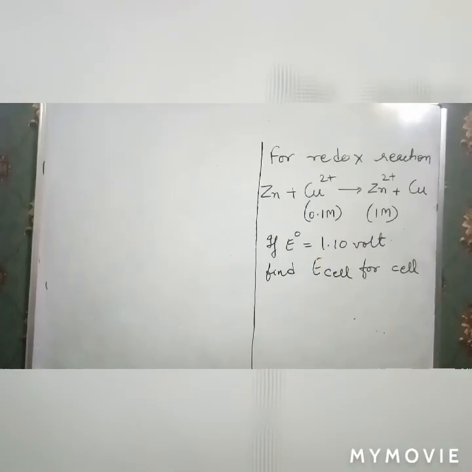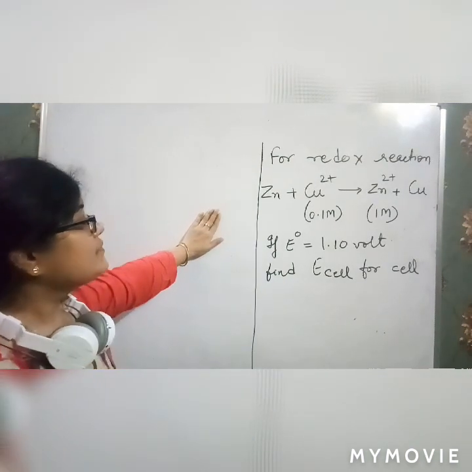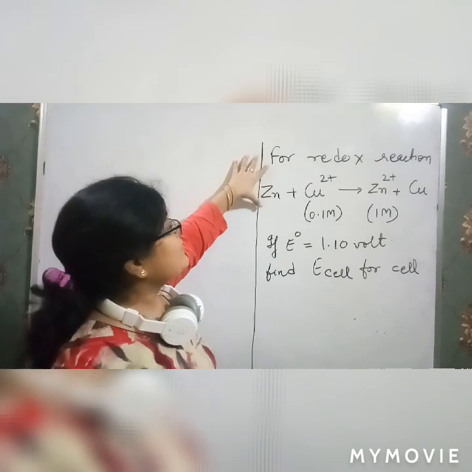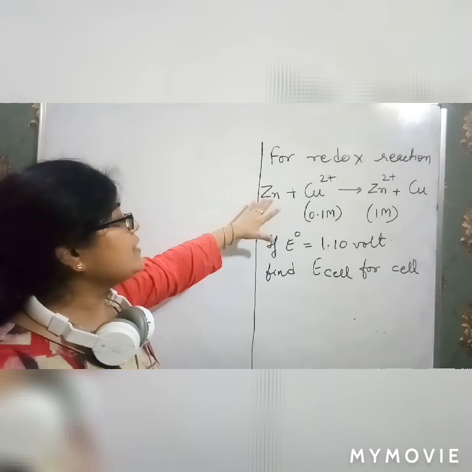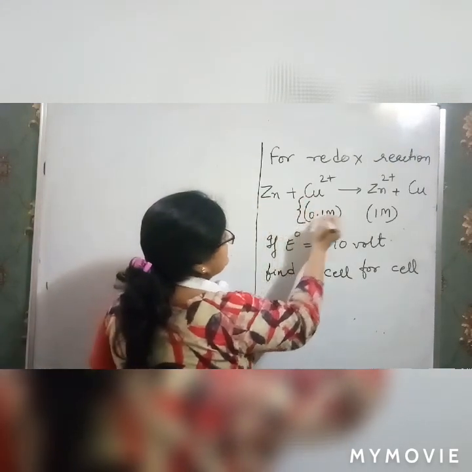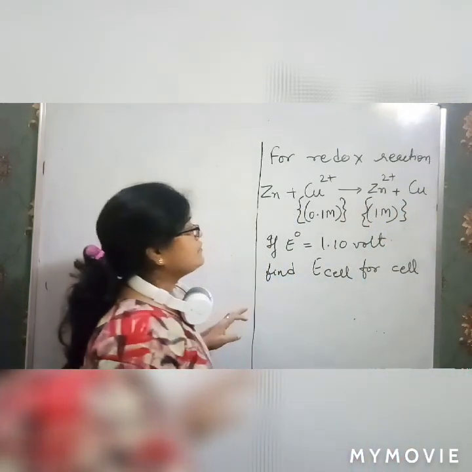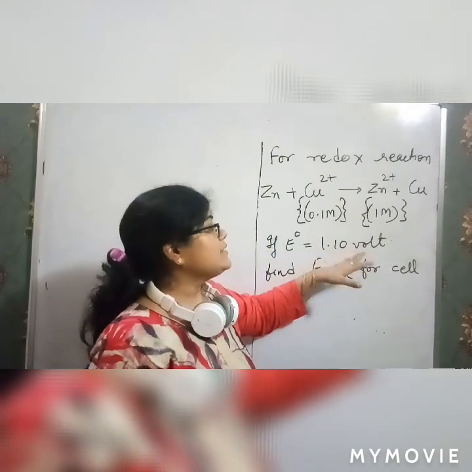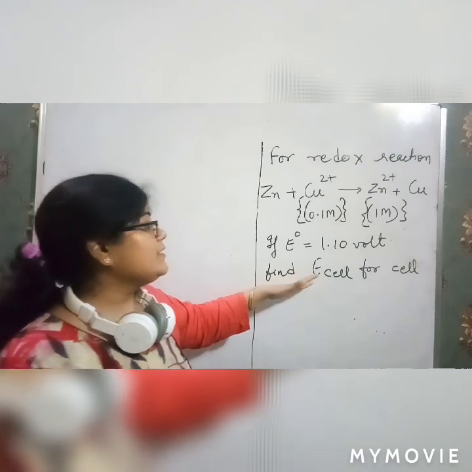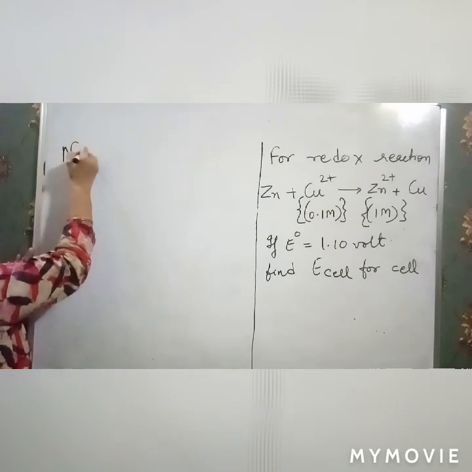Now I am taking this question. This is of the concept Nernst equation from the electrochemical series, chapter electrochemistry. So here it is given that the redox reaction is zinc plus copper 2 plus. The concentration of copper is 0.1 molarity and the concentration of zinc is 1 molarity. If the standard electrode potential of the cell is 1.10 volt, we have to find the electrode potential for the cell.